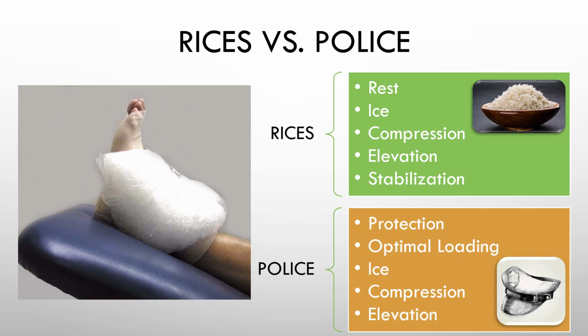Optimal loading refers to determining and subsequently incorporating the appropriate progression from protecting the tissue to preventing exacerbation of the injury, to mechanically loading the tissue to facilitate healing. This is early functional activity that encourages early recovery.